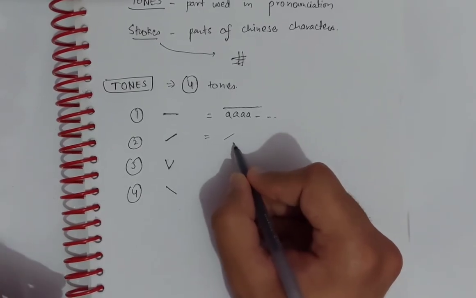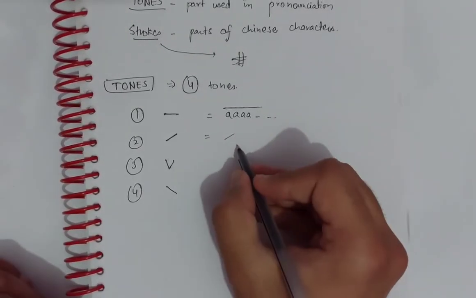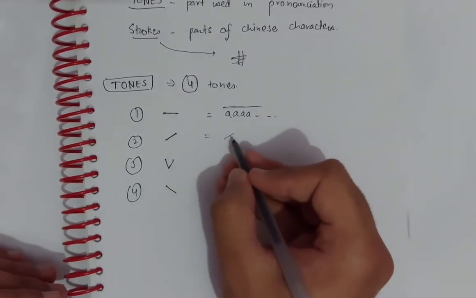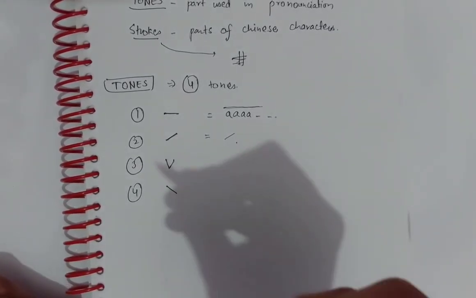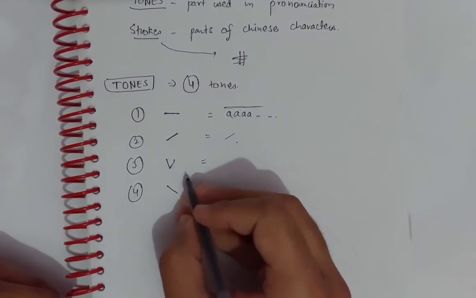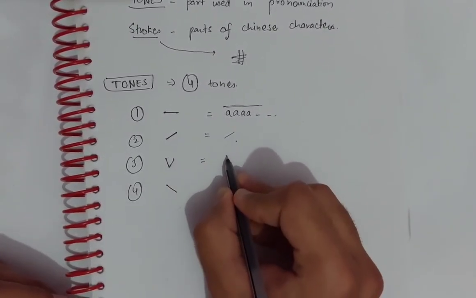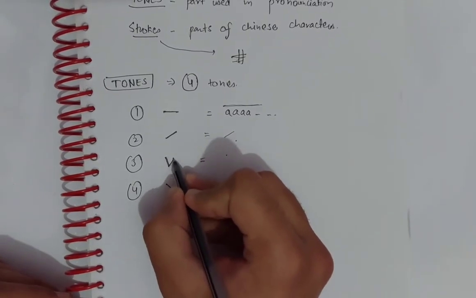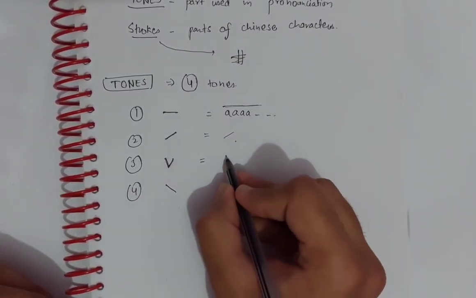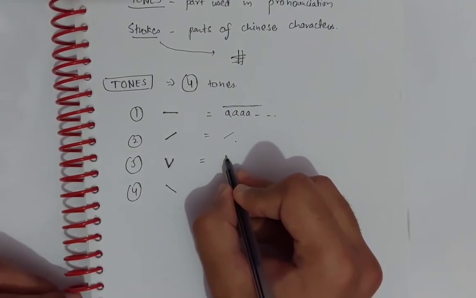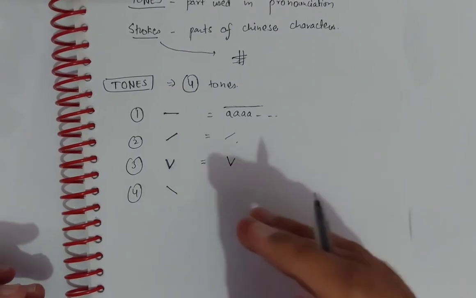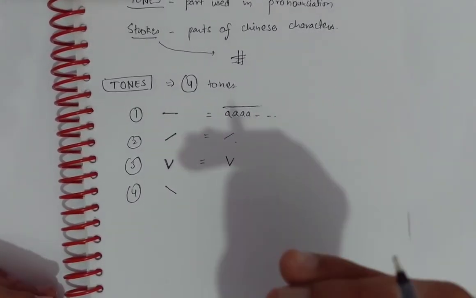So we pronounce it as ah, which means you have to increase your voice from low to high pitch. So that is the second tone. The third tone we write like this in pinyin, and to pronounce it, first you make your voice go from high to low, then back to high.